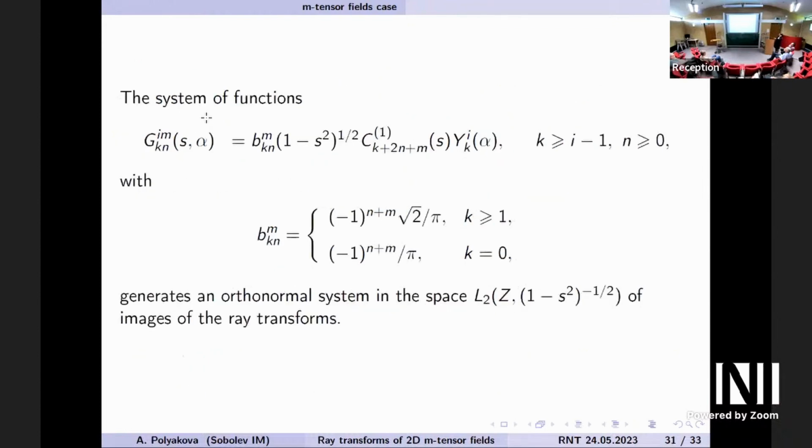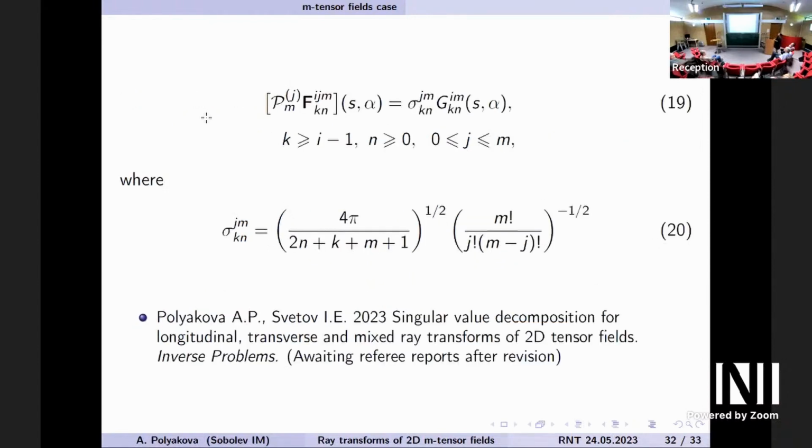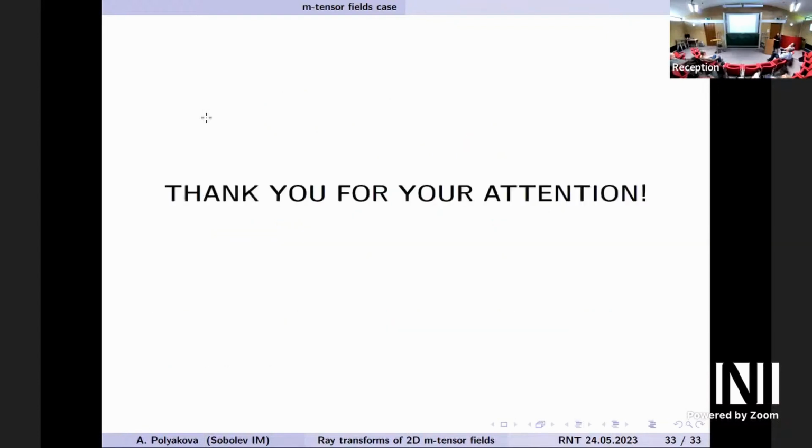And after this, we need to normalize this system of functions too, because we need an orthonormal system in the initial space and image spaces. And we get equalities of this type. Here capital F is the M tensor fields, basic, orthogonal, and normalized in the initial space. This function is orthogonal and normalized in the space of images, and these are the singular values. It has such form. And this is the result I mentioned before. So thank you for your attention.